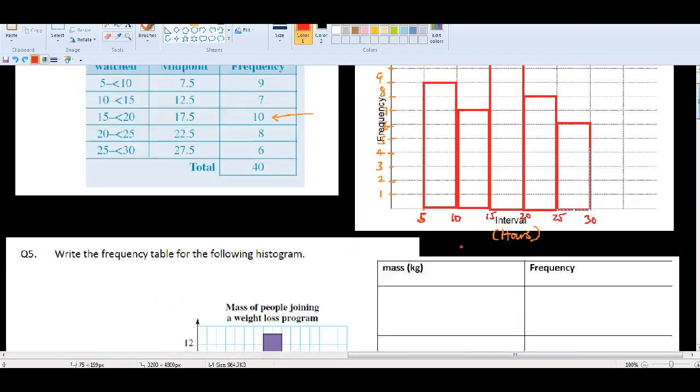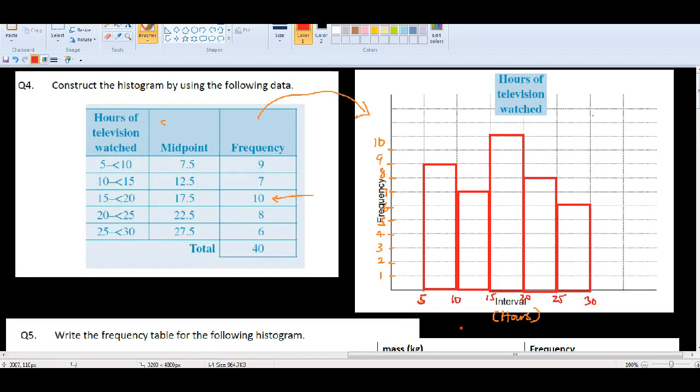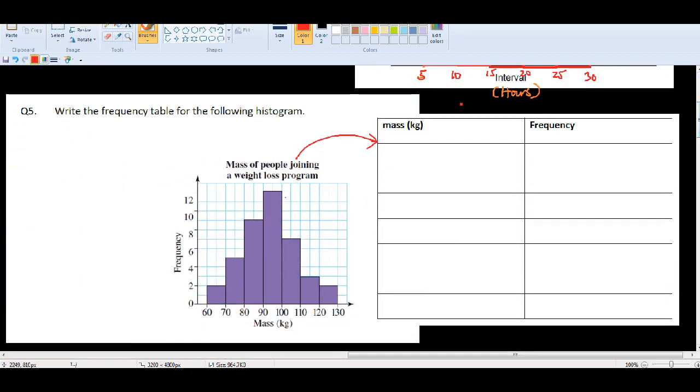So this one is from a histogram to a table. The last one was from a table to a histogram, but sometimes you are going to do it from a histogram to a table, right? So possibly it will be easier. Okay, so first you need to write the mass.